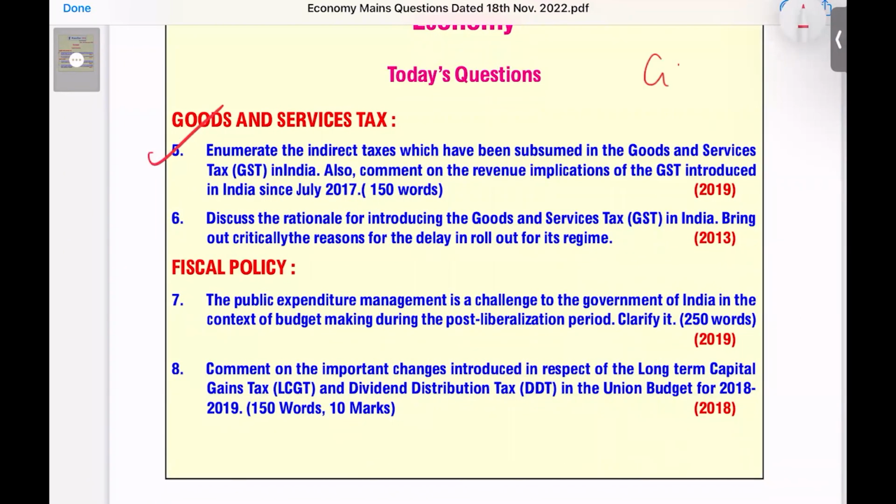You can see the importance of GST coming again and again in economy. Within 2 years again the examiner has asked the GST question. The sixth question is no more relevant. Should we discuss this? What do people say? Sixth question is relevant or irrelevant as on date? It's a 2013 question. Anyway, I'll just discuss it randomly.